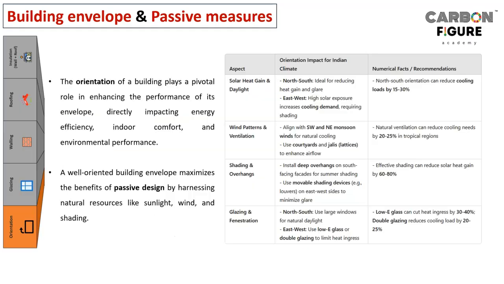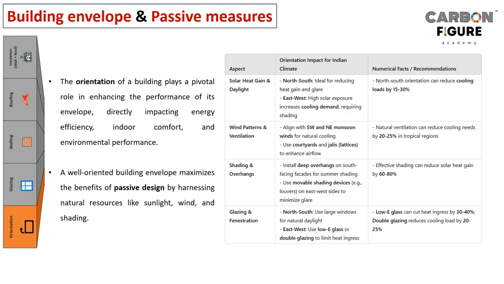So let us see one by one. In case of orientation, the orientation of a building plays a pivotal role in enhancing the performance of its envelope, directly impacting energy efficiency, indoor comfort, and environmental performance, right? Because orientation ultimately decides which side of the building receives maximum sunlight during the daytime, right?